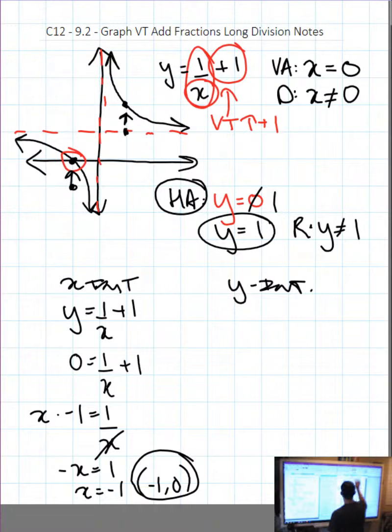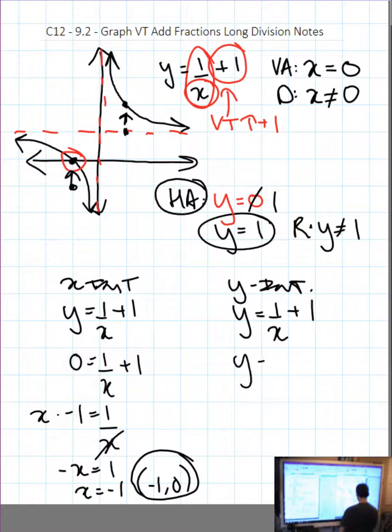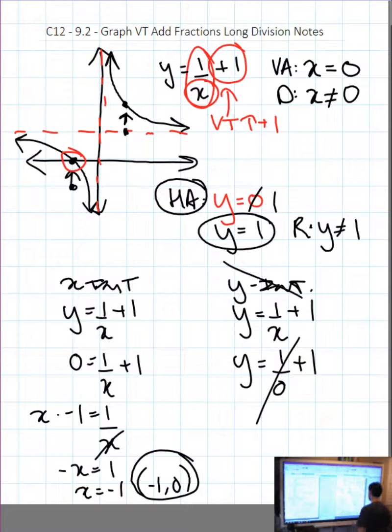So then also, we have our y-intercept. I'm going to write down the equation. And then for y-intercepts, we know that x is equal to 0. So I can simply put 0 in for x. Now, can we divide by 0? No. What does that tell us about our y-intercept? None. And as you can see from the graph, we don't have a y-intercept.